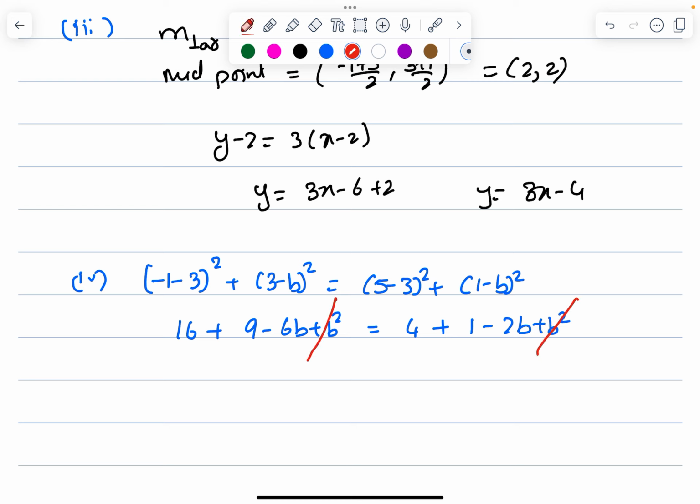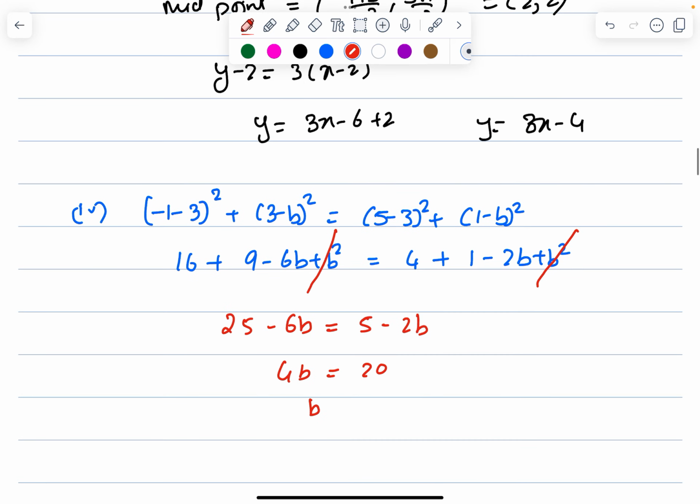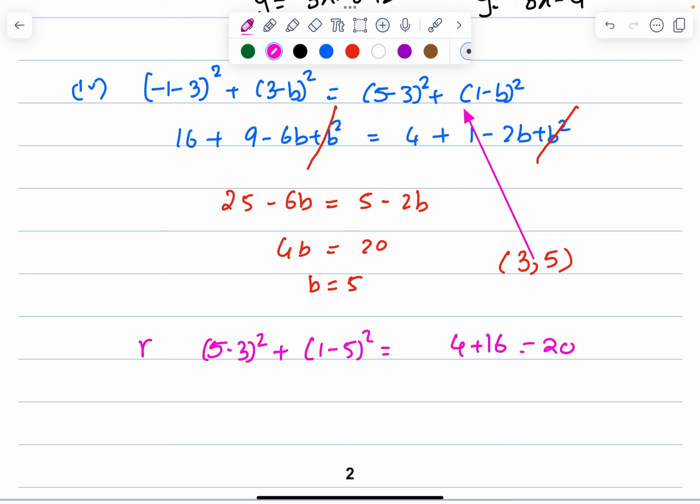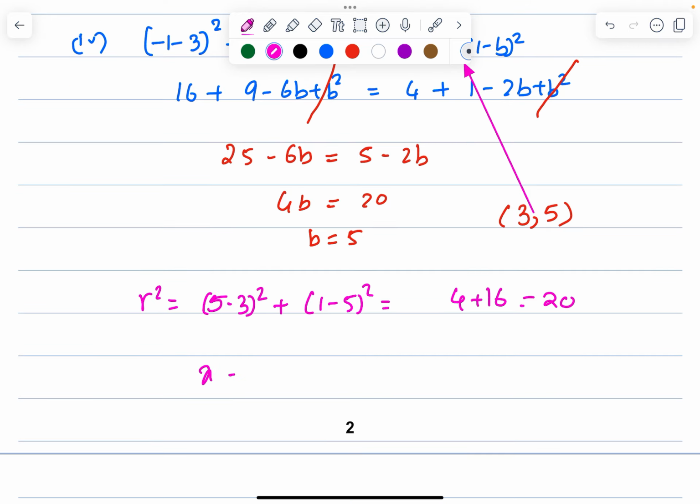Then b square and b square cancel. 25 minus 6b equals 5 minus 2b. 4b equals 20. b equals 5. So 3 comma 5 is going to be the center. Once 3 comma 5 is the center, substitute in this one to get the radius. So 5 minus 3 whole square plus 1 minus 5 whole square, which is nothing but 4 plus 16, 20, is going to be the radius square. So the equation of the circle is x minus 3 whole square plus y minus 5 whole square equals 20.